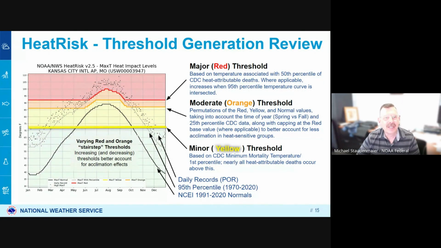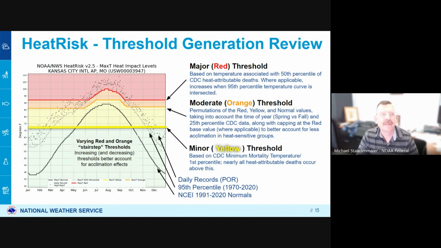The black stair-step curve denotes the daily NCEI 1991 to 2020 normals for this location. The lighter gray stair-step curve denotes the smooth 95th percentile curve derived from a standardized period of 1970 to 2020. The dots on the map represent the daily record high temperatures for the station during the entire period of record. The yellow line is based on that minimum mortality temperature we just talked about, where the effects of heat begin to occur. For rural locations, we utilize the first percentile temperature in order to have a slightly higher temperature to represent the more resilient populations that are in rural areas.